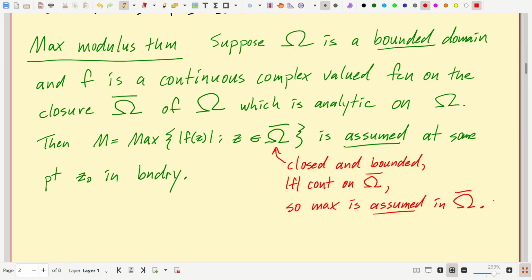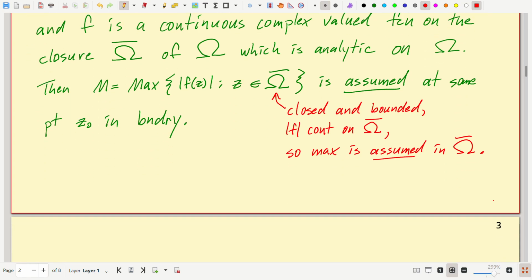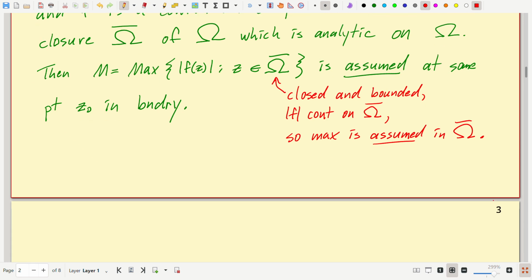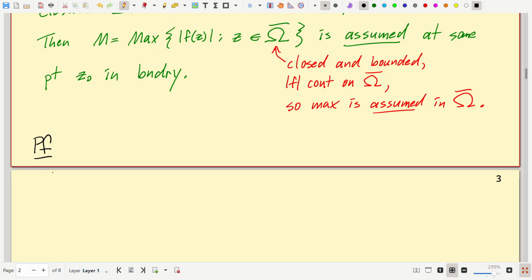I'm going to prove that it's assumed on the boundary. It might be assumed other places, but it's definitely going to be assumed at some point in the boundary. Okay, the proof is going to be interesting. It's going to be a case where I have to do something topological, and it takes a while to get the hang of topology arguments. So let's do the cases.